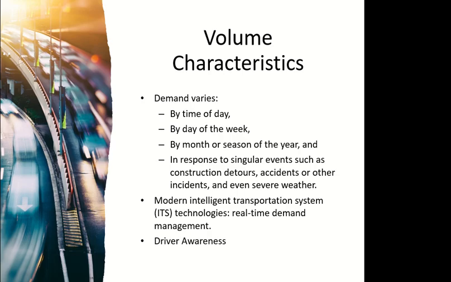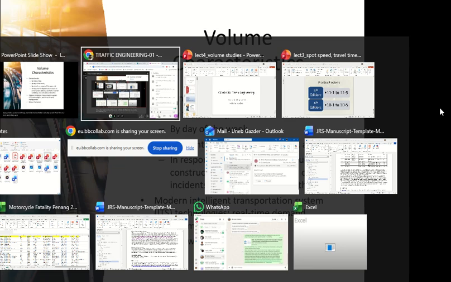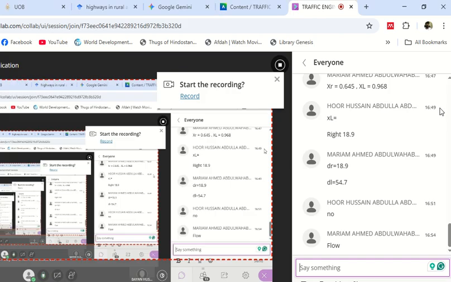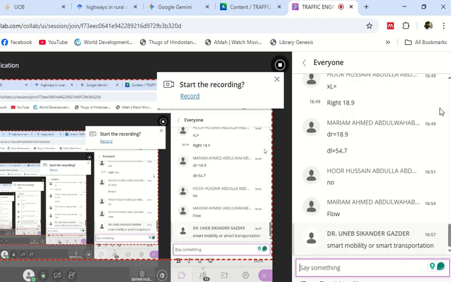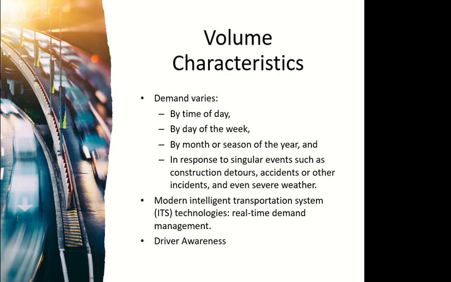Now the new term which they use is not in the slides, but I will tell you. It's called smart mobility or smart transportation. Okay, so ITS is a part of smart mobility or smart transportation. But the meaning of ITS is to get real-time information about traffic, a system which gives you real-time information about traffic, and you can manage it on a real-time basis as well.